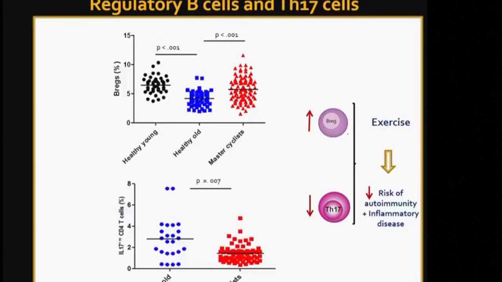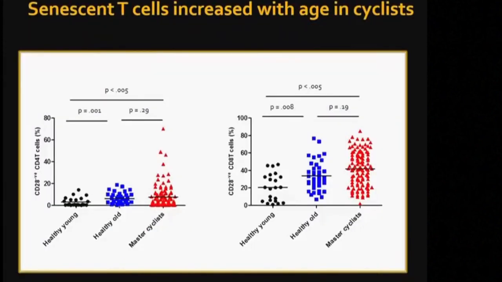Was anything else happening? When we looked at regulatory B cells, again, healthy young, sedentary old, and our master cyclists, they also don't seem to have this drop in regulatory B cells. With age, you also see an increase in Th17 pro-inflammatory T cells, and that didn't happen in our cyclists either. So we think they've probably got a reduced propensity to have this inflammatory response and a reduced chance of autoimmune disease as well. But again, it didn't protect against everything. Markers of senescent T cells still increased in our cyclists. So it protects against some things, but not others.